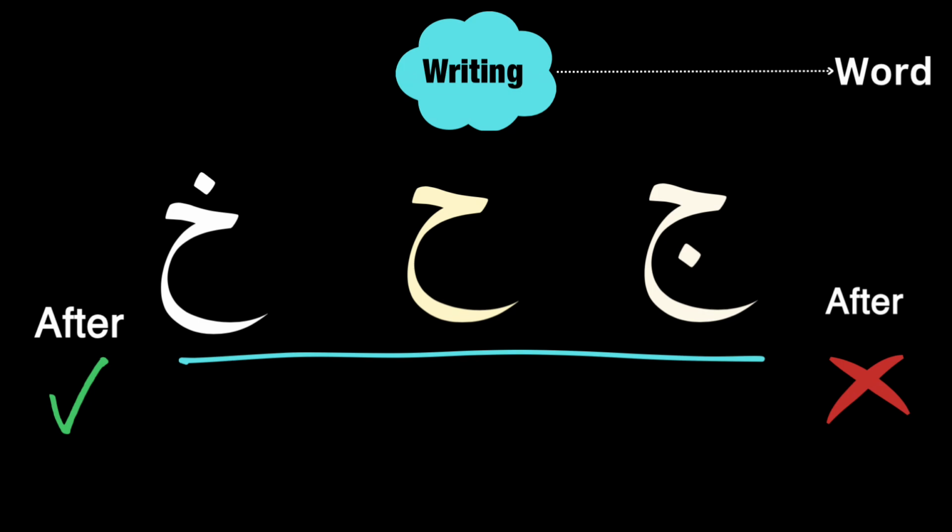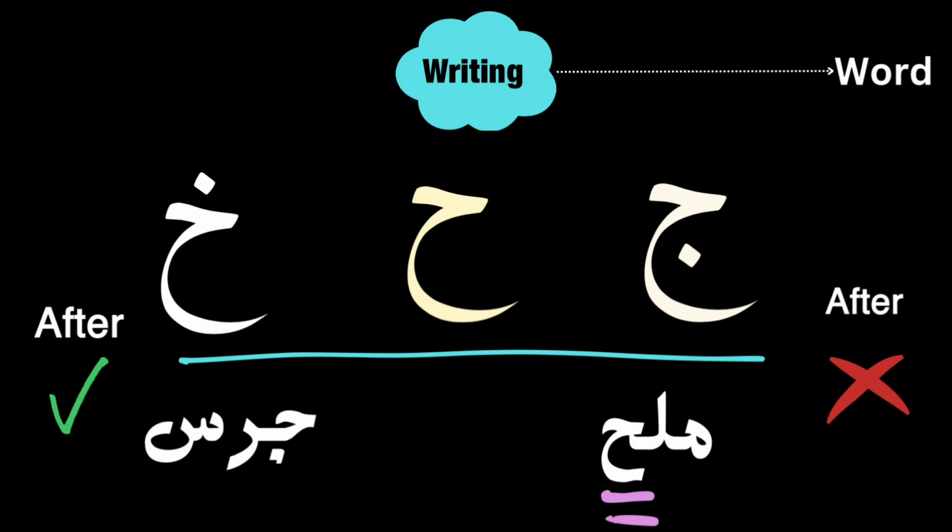So let's take an example on when we don't have a letter after. The word here, milh, ends with the ha, and we don't have anything after, so it's the same. Another example is jaras. Here we have the jim, we started with it, and after it we have ra. So you just end the big curving and the dot comes down, below the first part.